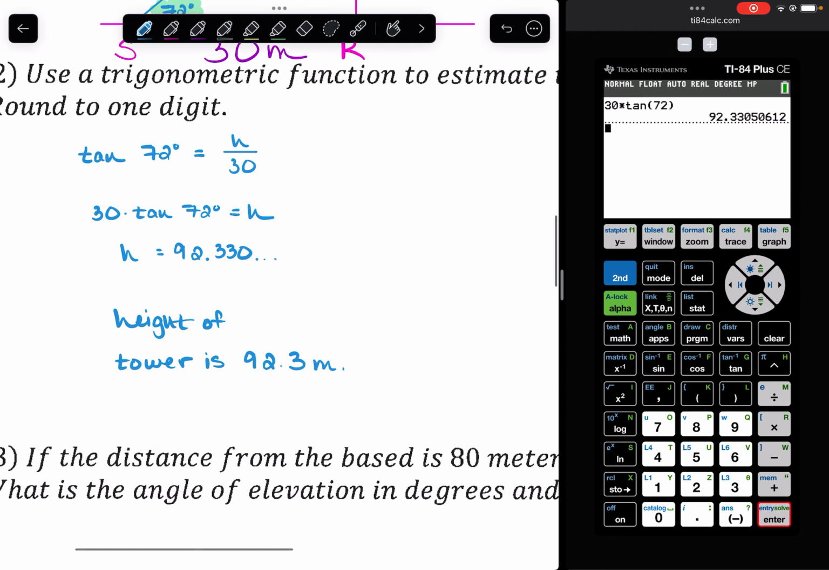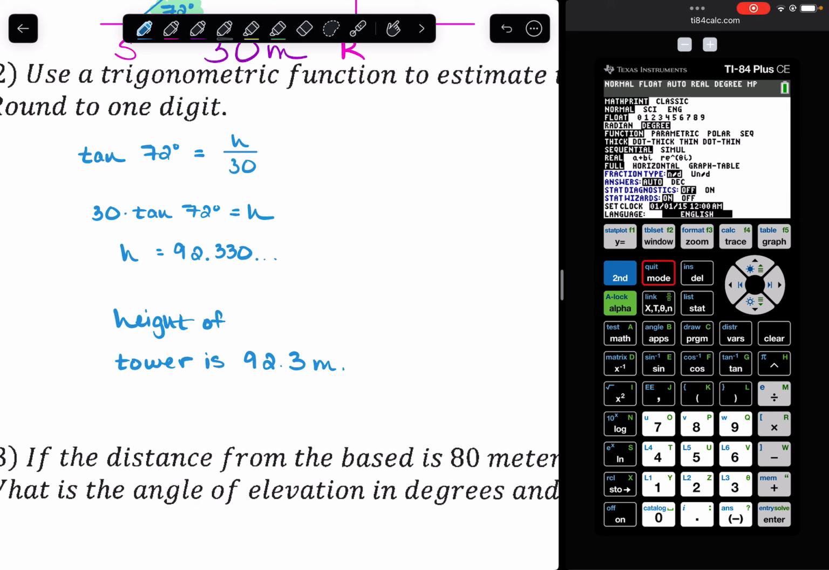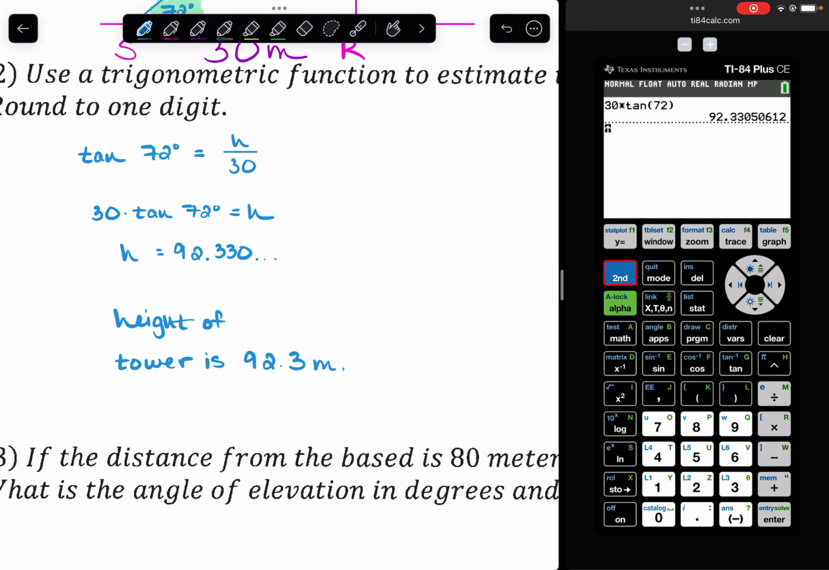Again, I said be very careful if you're in the wrong mode. So I'm going to change my mode back to radians and recalculate just to show you. Exact same thing typed in. However, I get a very, very different answer, not even a logical answer in this case. So be very mindful that you are in the correct mode. If your angle's in degrees, make sure your mode is in degrees. If your angle is in radians, make sure your mode is in radians.